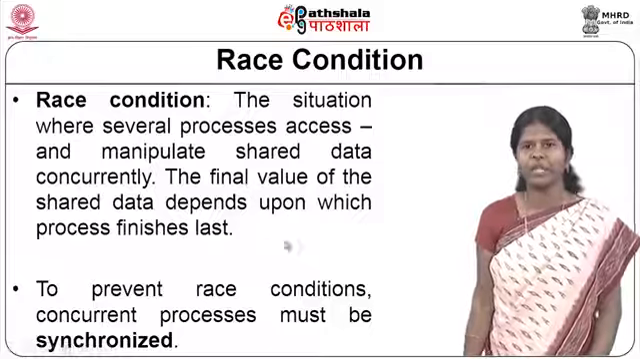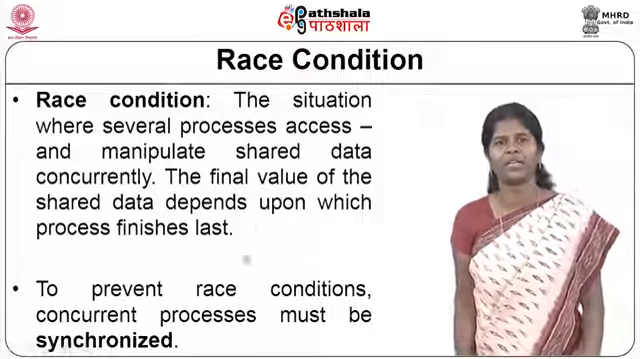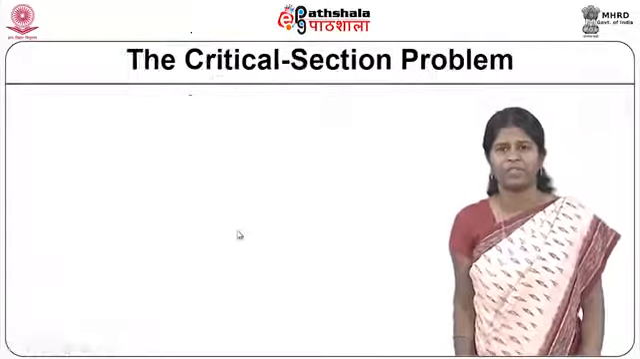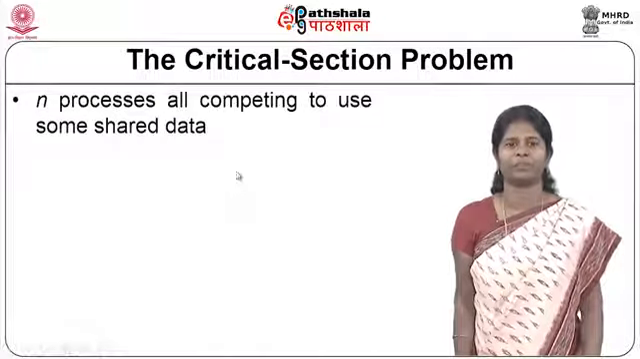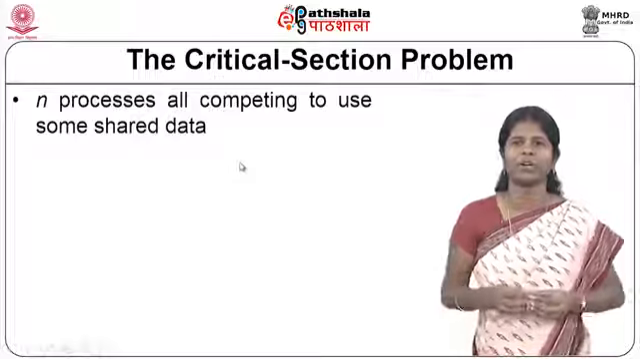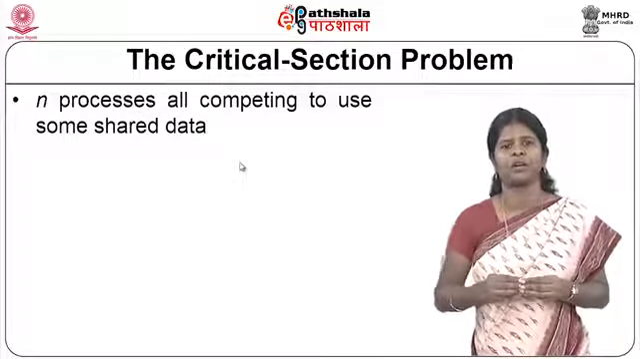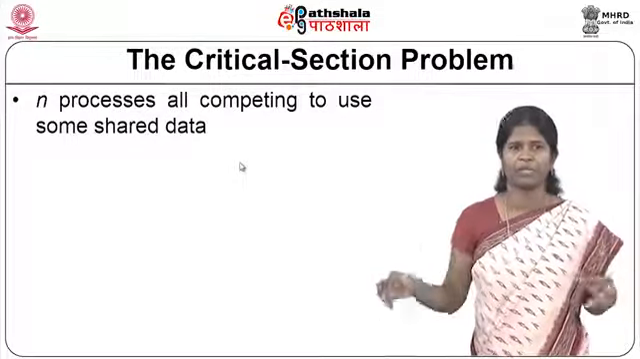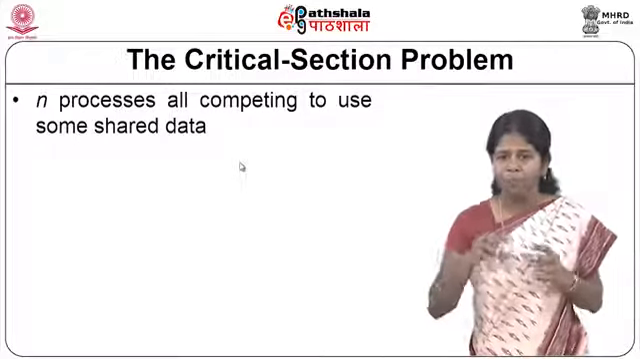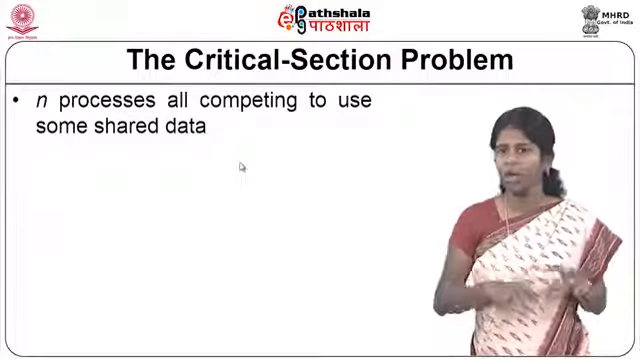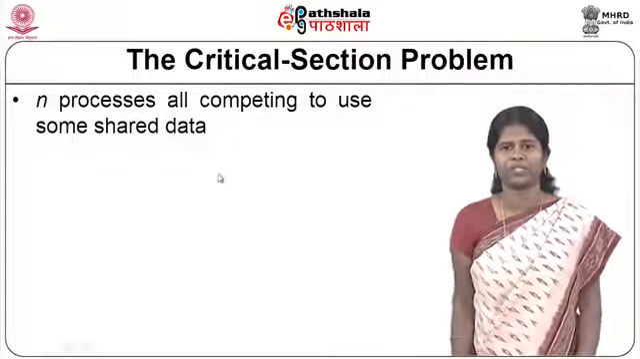So in this topic we learn how synchronization can be achieved. And now we define the critical section problem. This critical section problem comes into the picture when there are n number of processes and all the processes are competing to use some shared data which is common to all the n processes.